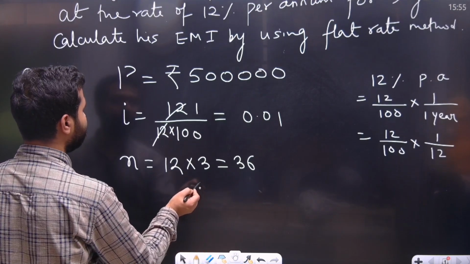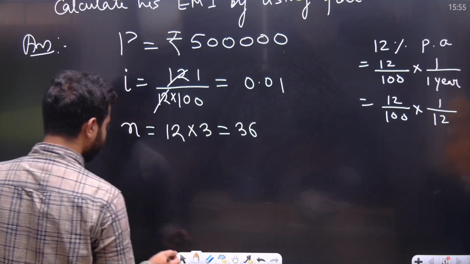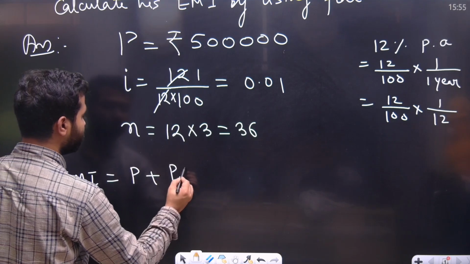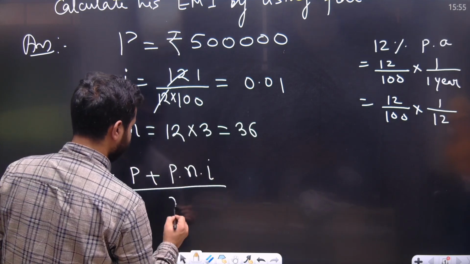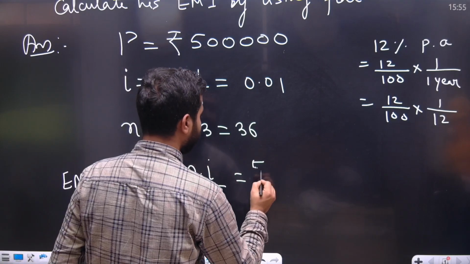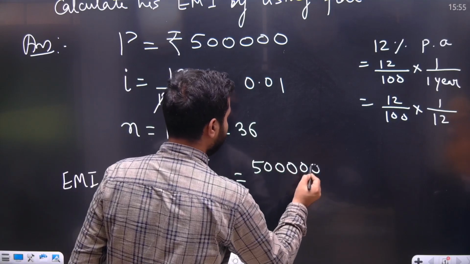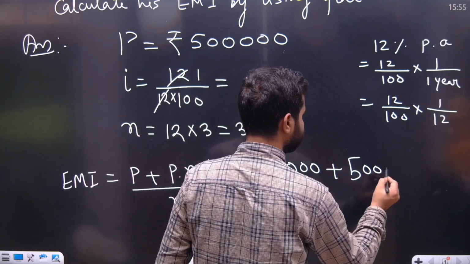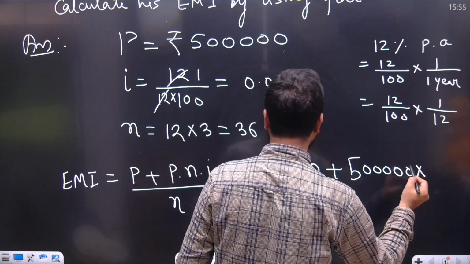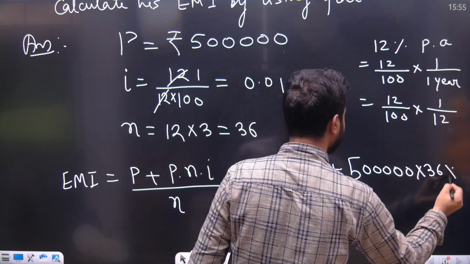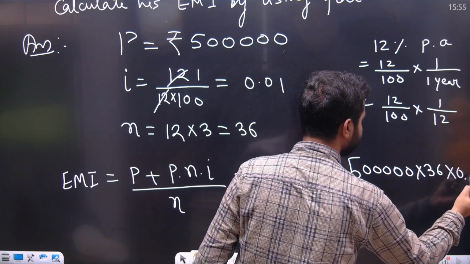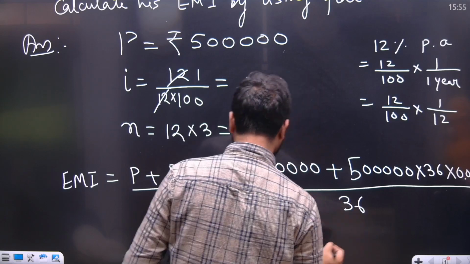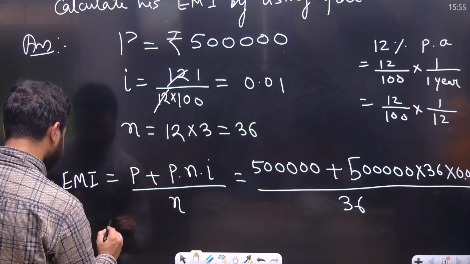Now we have the values of P, I, and N. Then the value of EMI we can find. EMI is equals to P plus P into N into I divided by N. So your P is 5 lakh, plus again 5 lakh multiplied by N, which is 36, multiplied by the value of I, which is 0.01, divided by N, which is 36.